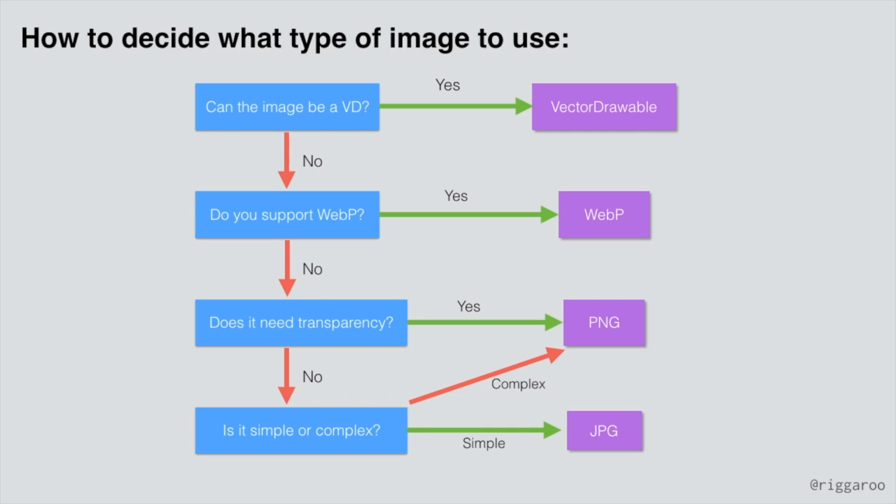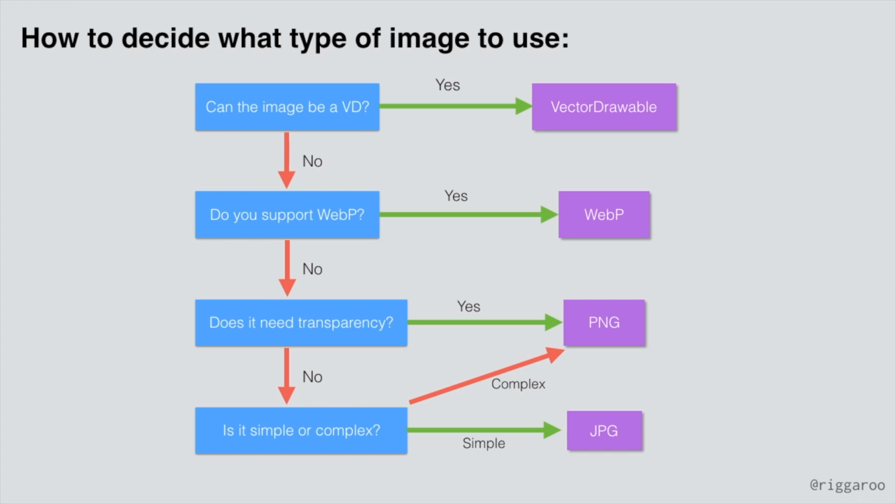Okay, so how do I decide what type of image I should be using where in my app? The first question you should be asking yourself is, can this image that I'm trying to use in my app be a vector drawable? Vector drawables typically are small outlines, shapes, things like your icons, not such big images, and obviously not too complex. So if it can be, then make it a vector drawable. And if it can't be a vector drawable, then you should look at if you support WebP. WebP, like I said, is the Google format, and it is a lot smaller than JPEG and PNG. So you should look at using WebP if you can.